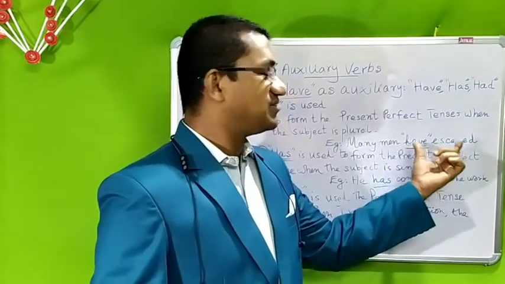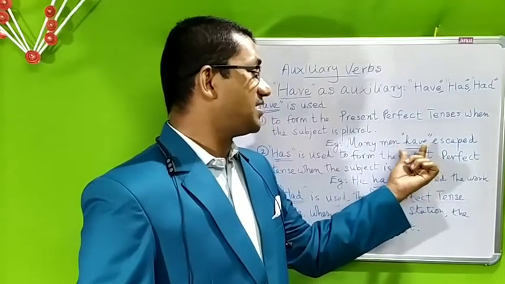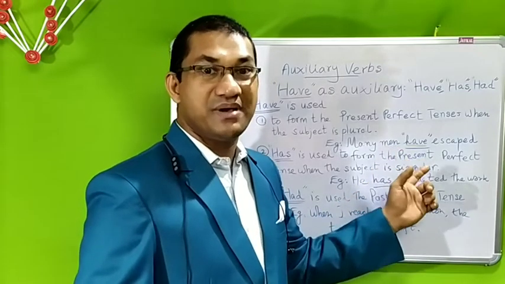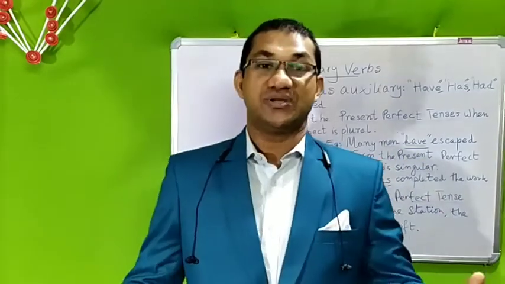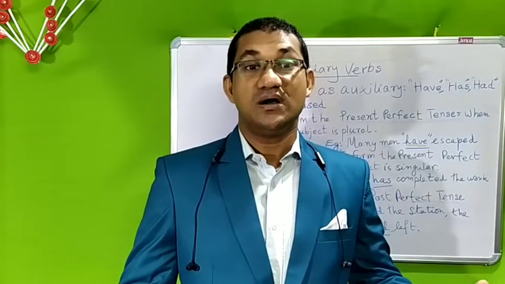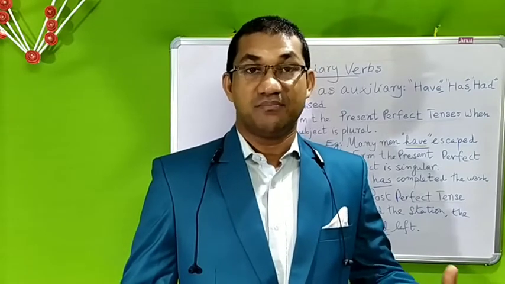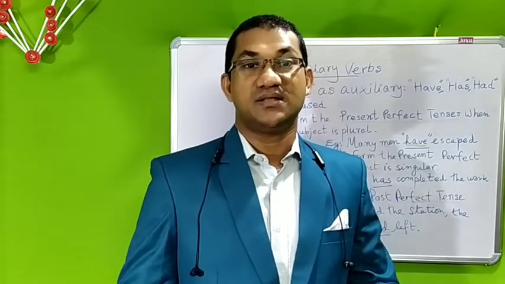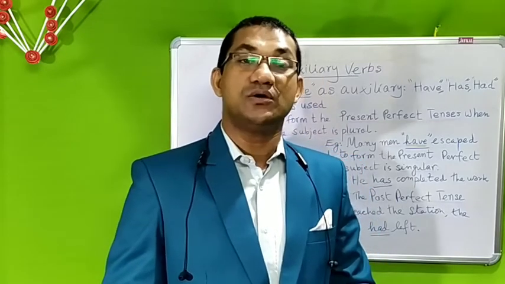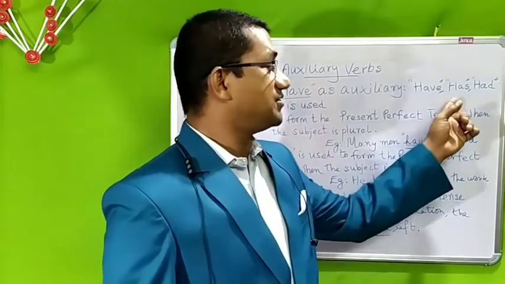With have escaped, it becomes present perfect tense, and we understand that have is used because the subject is plural. Many men have escaped. Boys have played. They have completed the work. In all this, we have have plus the past participle form of the verb, that is the present perfect tense. And now we move on to the second form of have, that is has.